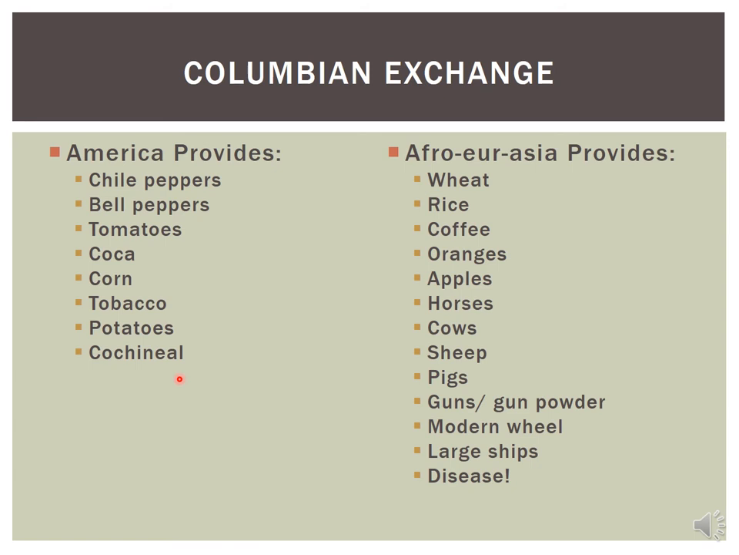colorful types of clothing. If we look over to Afro-Eurasia, we can see that lots of different products are going to be coming from those regions: wheat, rice, coffee, apples, oranges, horses, cows, sheep, pigs, guns and gunpowder. The modern wheel was introduced by Europeans to the Americas. Of course, large ships. And most importantly, as I mentioned in the last slide, disease.